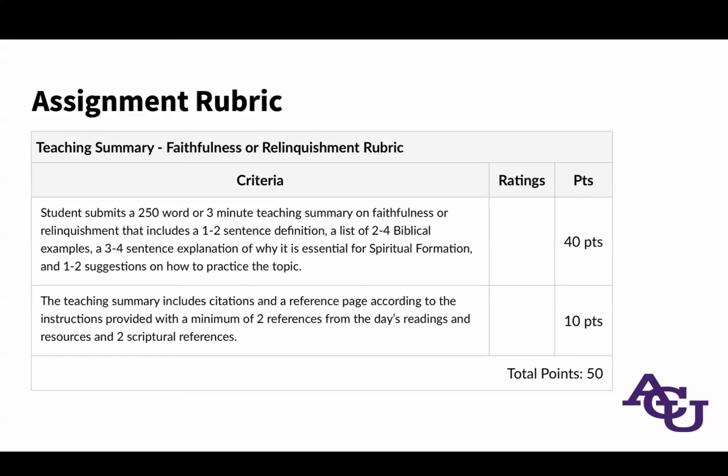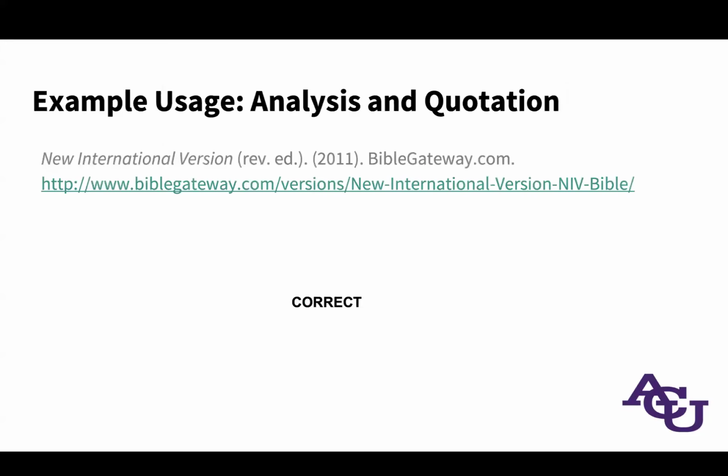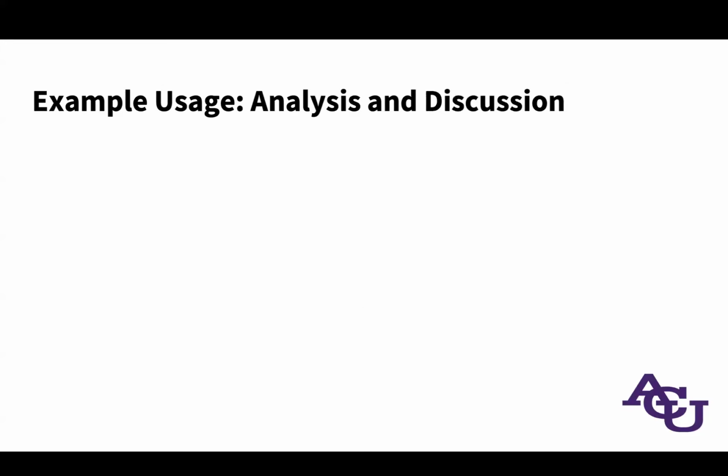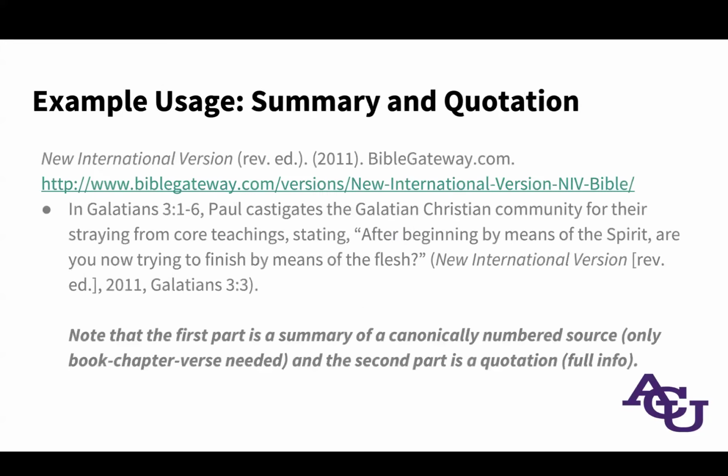And if we look at the rubric, again, it reiterates that, hey, you must have a list of at least 2 to 4 biblical examples and your explanations of why these things are essential for spiritual formation, which could include additional references to those required examples. And just make sure, if you're discussing specifics following analysis and summary or discussion, that your examples are giving the appropriate information for the type of thing that you're doing.